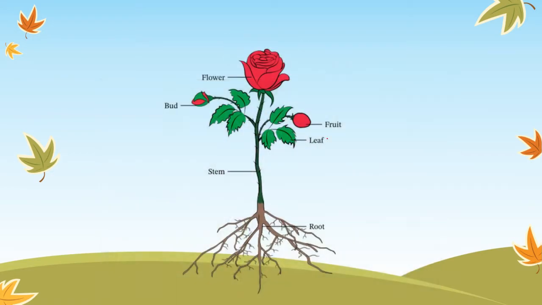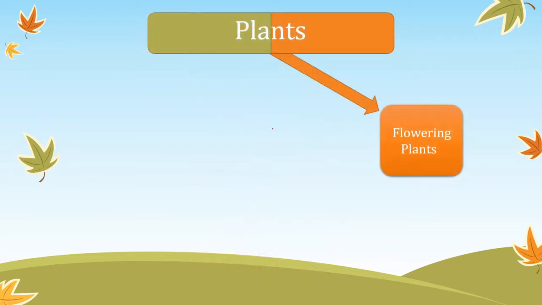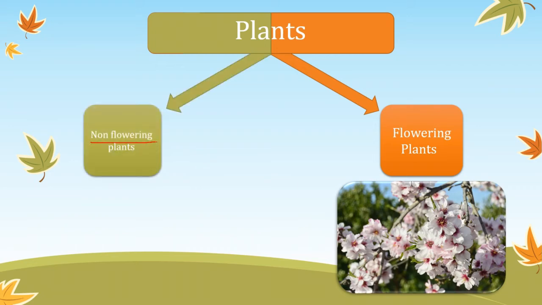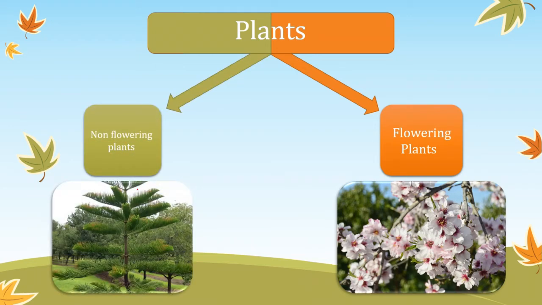Do you remember the parts of plants? We have roots, stem, leaf, fruit, and the flower. So we can divide the plants into two main groups. The first group is flowering plants. This is a flowering plant. And the second group is non-flowering plants. And this is a non-flowering plant.